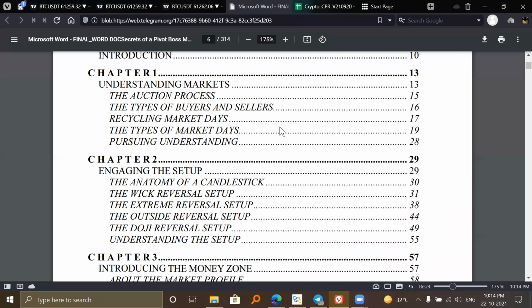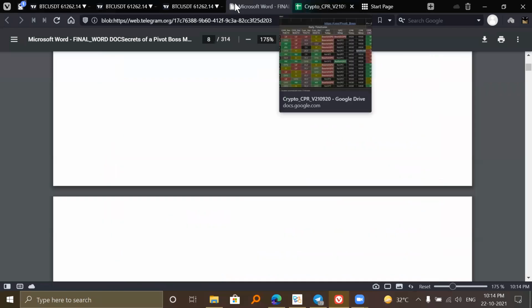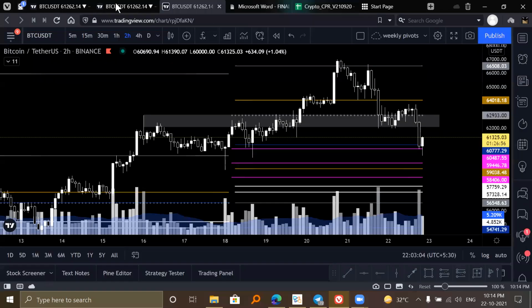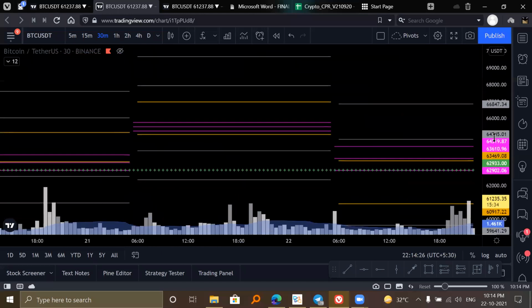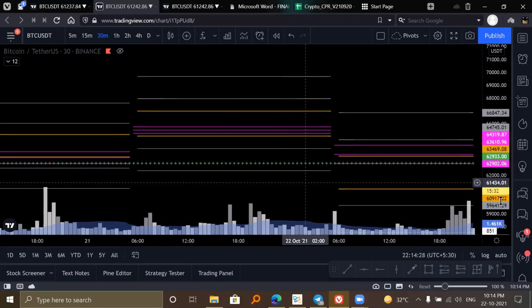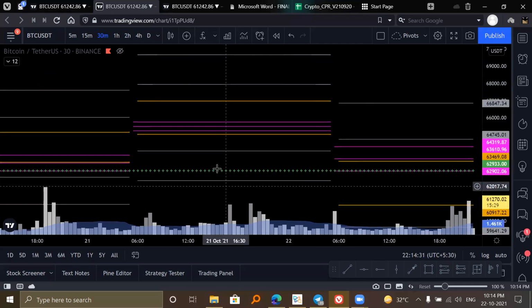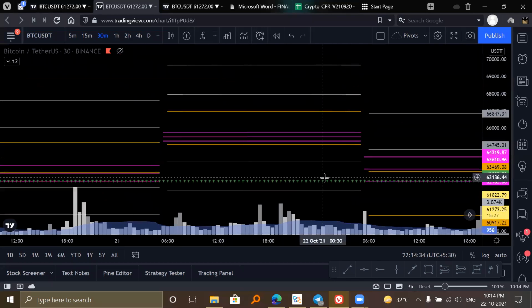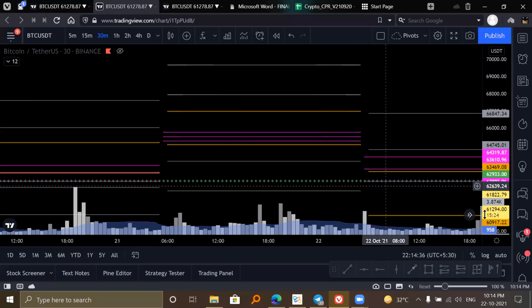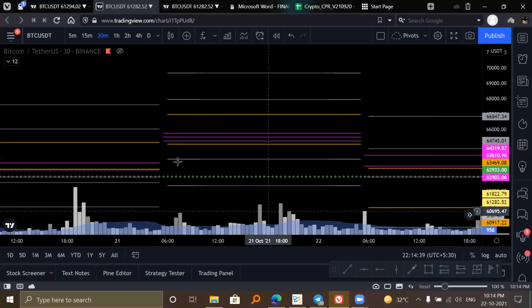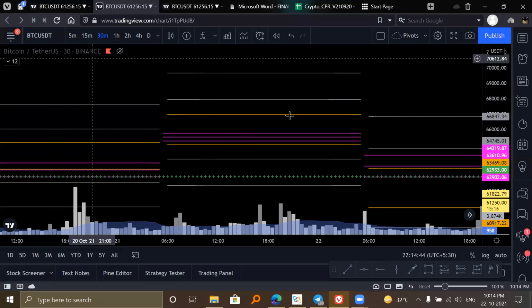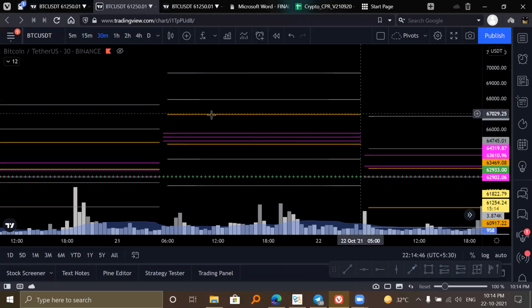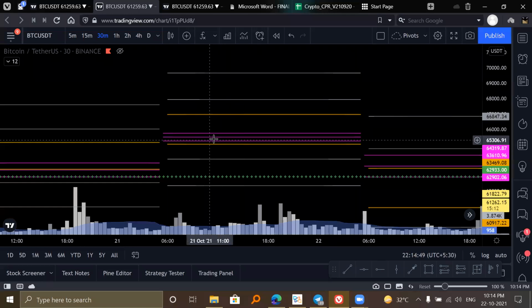So pivots are nothing but support and resistances. I'll show it in the chart itself. See, all of these lines you are seeing right now are pivots. These lines will act as support and resistances. The pivots you're seeing on the screen are daily pivots, so they are found from the data obtained from the previous day.